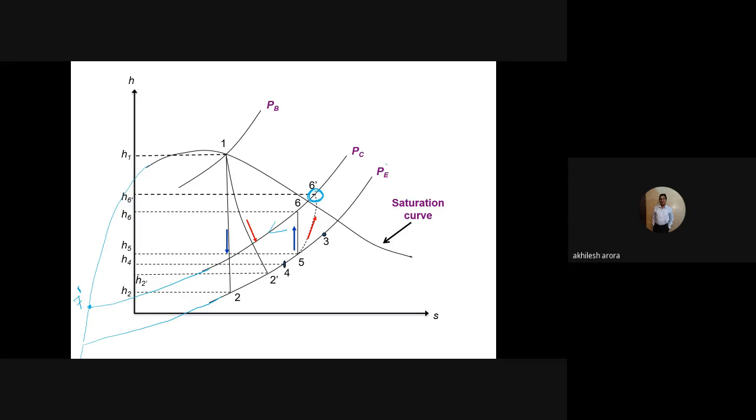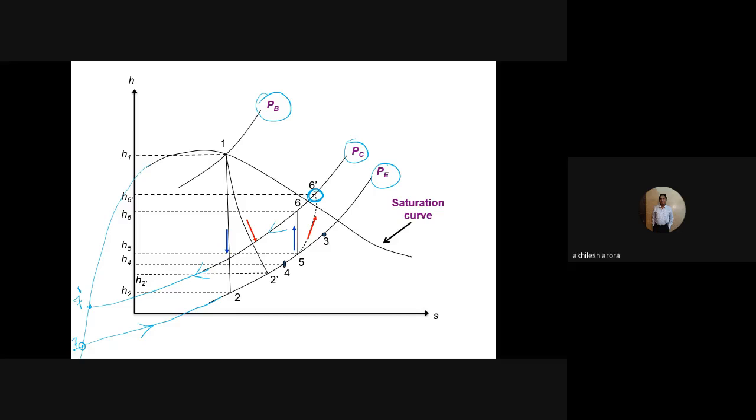Whereas if you see this particular line, this is the evaporator pressure, this is the condenser pressure, and this is the boiler pressure. So point number 7 will be somewhere here, either here or at this particular point. So this is the location of the makeup water, the state point of the makeup water. So it will go like this, whereas the steam which is condensed goes like this on the HS diagram.